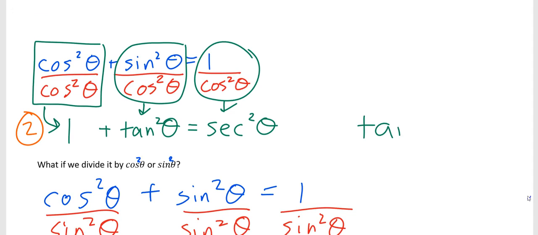What about up here? What is tangent squared theta equal to? Secant squared theta minus 1. Yep, all you're doing is manipulating the 1, subtracting it to the other side.